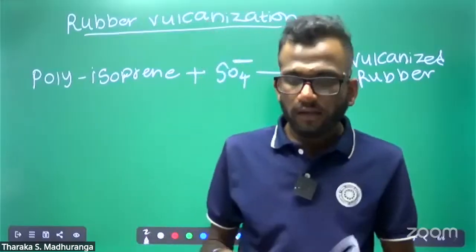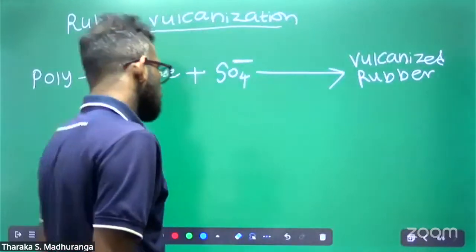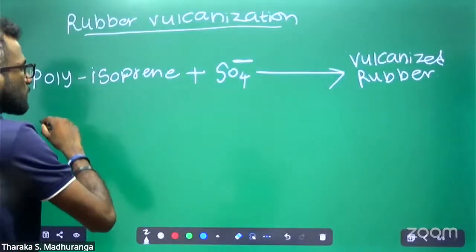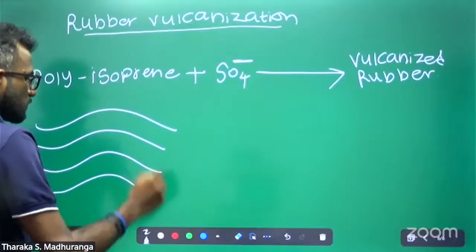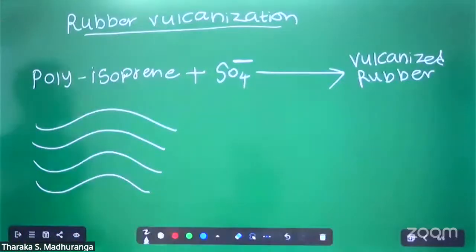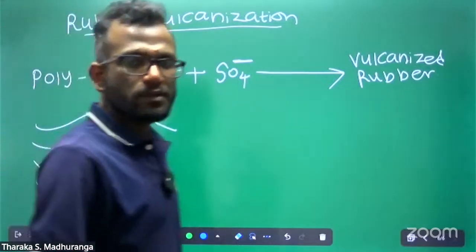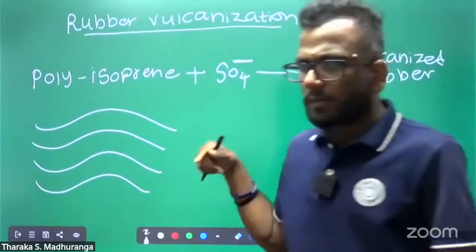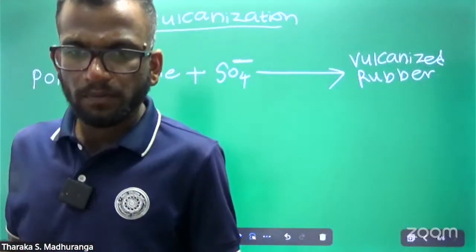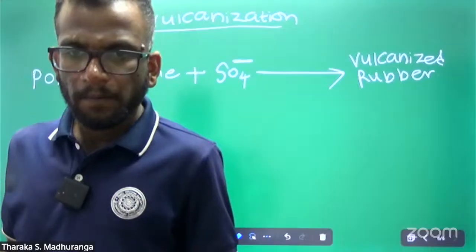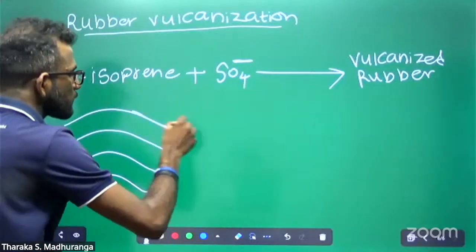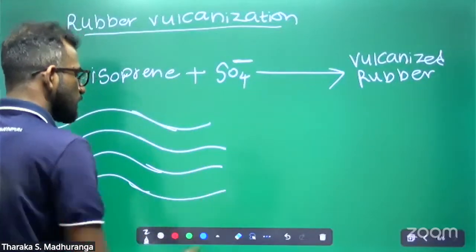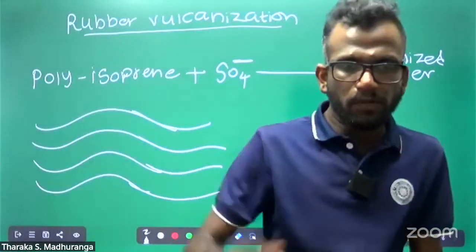Then cross-linking. Remember I told you natural rubber is like this. They are addition polymers. Therefore, they are produced in a linear way.